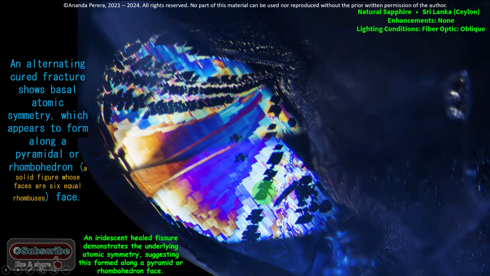Now, an alternating chord fracture here, this is the chord fracture, shows basal atomic symmetry in the sapphire, which appears to form along a pyramidal or rhombohedron face. These are the pyramidal or rhombohedron faces. So these kinds of inclusions show us, and look at the fingerprint here, it is a natural sapphire, not a heated one.